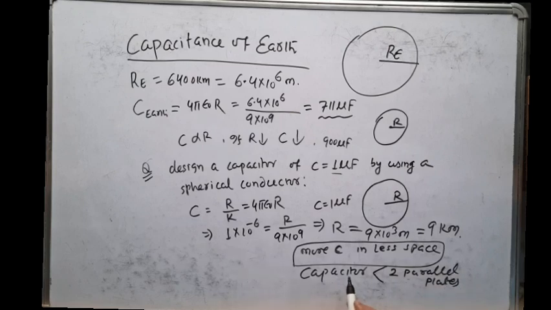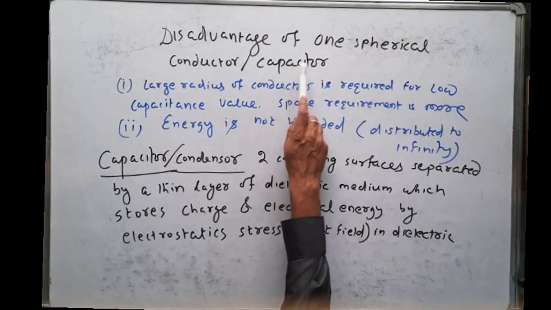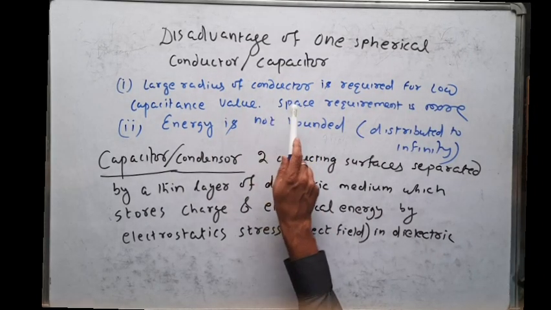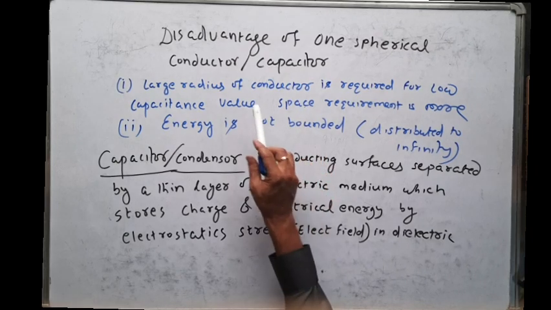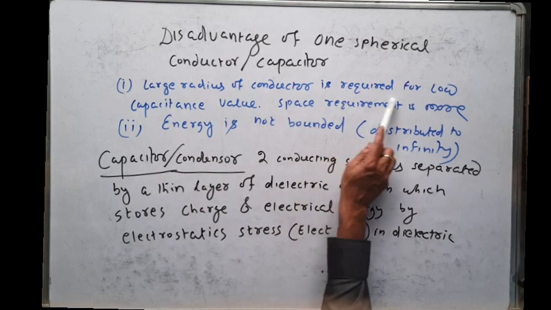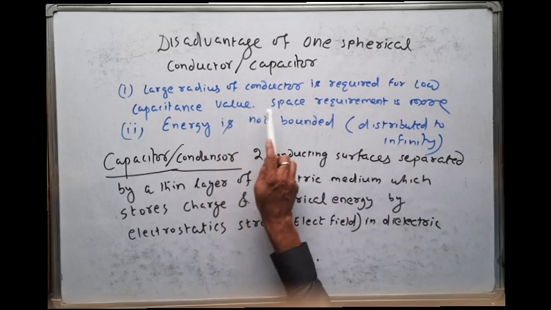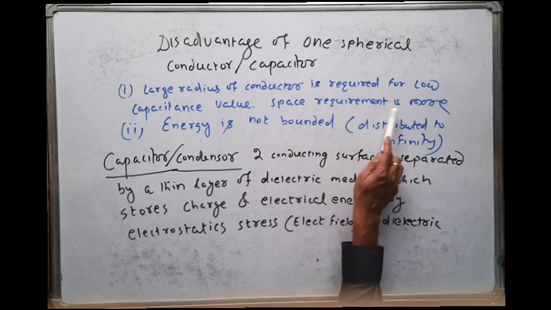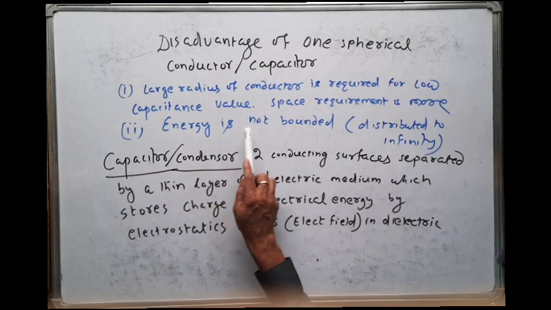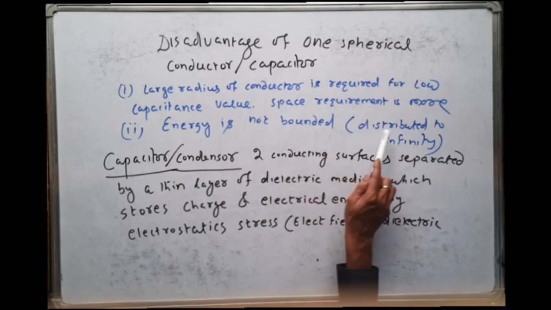Now what is the actual disadvantage? I have already told you the disadvantage of a spherical conductor, or simply one spherical conductor. For 1 microfarad capacitance we require a 9 kilometer radius spherical conductor. So a large radius of conductor is required for a low capacitance value, and in this case the space requirement will be more. The second disadvantage is that energy is not bounded. It is distributed to infinity.